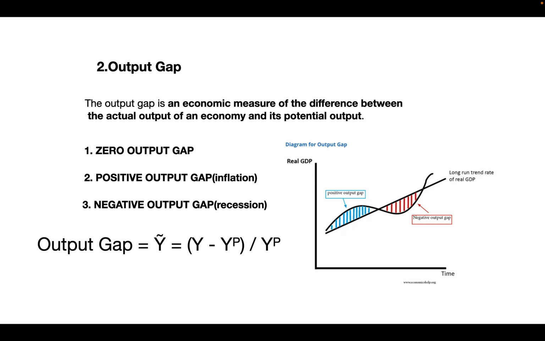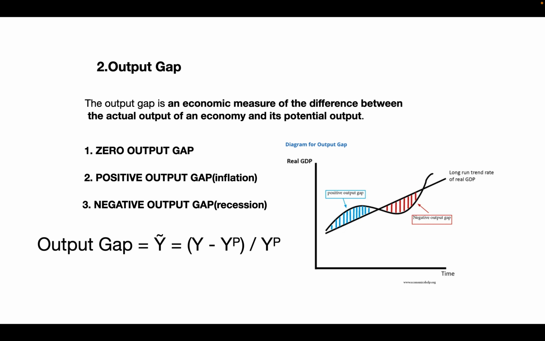And then we have the positive output gap, which is the blue area, which means that the real GDP is higher than potential GDP. In this case, it usually comes with some inflation and overheating, and things like that.